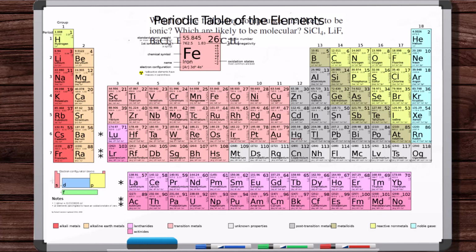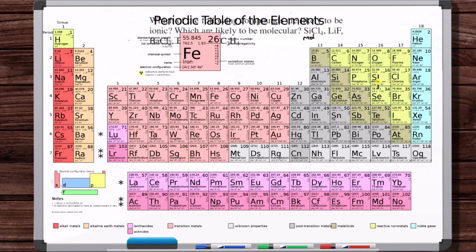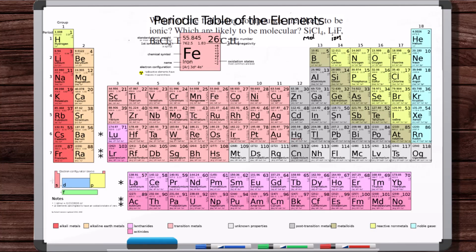Okay, so SiCl4. Where's silicon here? Here's Cl, and here's Si. See, these are close together, so this is probably going to be molecular. Okay, so molecular. LiF. That's definitely going to be ionic. BaCl2. Ba and then Cl2. Ionic. They're far apart.